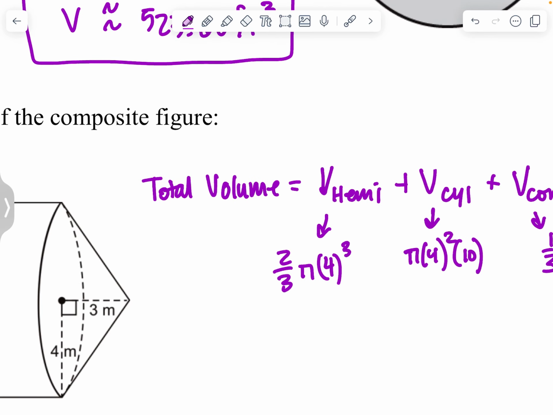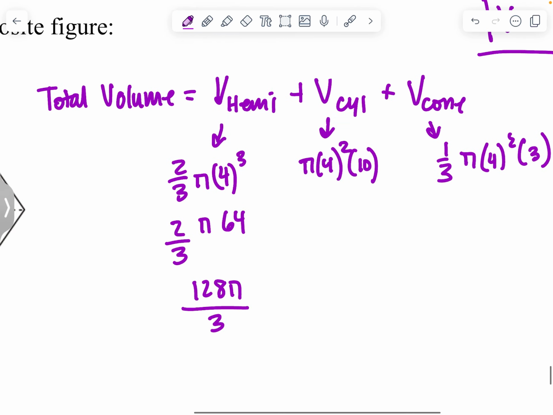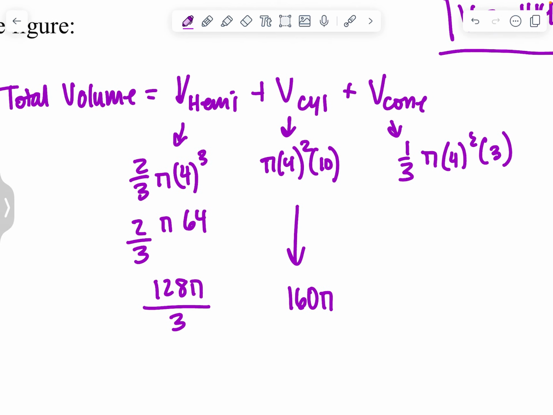4 cubed is 64. Multiply that by pi and 2/3, we end up getting 128 pi over 3. 4 squared, I should say, is 16. 16 times 10 is 160, so this is going to be 160 pi. And then here, let's start with the square. 4 squared, well, actually, let's do this. 1/3 and 3 actually cancel out because they are reciprocals, and when you multiply reciprocals, they equal 1. So you end up here with just 16 pi.